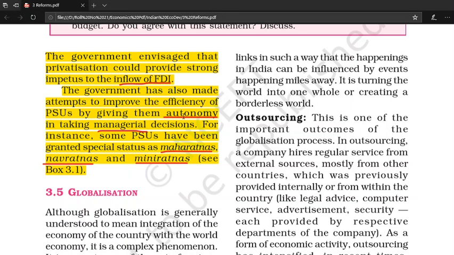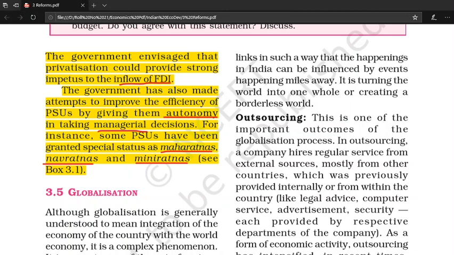So there are many public sector units still owned by the government, but the way they manage and run the day-to-day activities, the managerial decisions, are left with these PSUs. Okay, so you learn about these Maharatnas, Navratnas, and Mini Ratnas in box 3.1 to know the different categories of big public sector units that are still with the government but run in a private sector style. The style of functioning is like private companies.